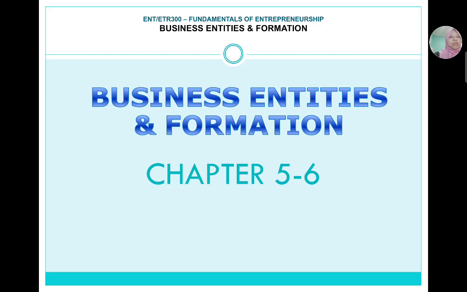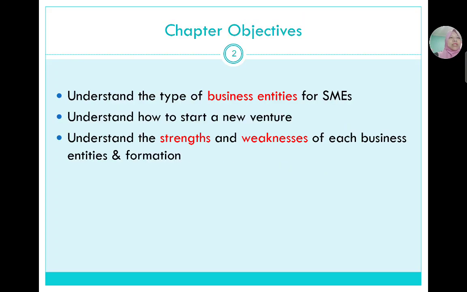So for this week we will be covering chapter 5 until chapter 7. We'll start with chapter 5 first, which is business entities and formation. First we will go to business entities and then understand how to start a new venture. What are the types of business formation, and we also need to understand the strengths and weaknesses of each of the business entities and formation.